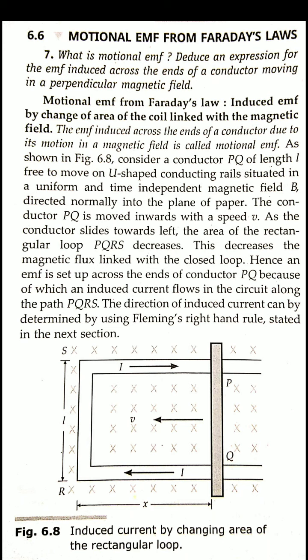The direction of induced EMF can be determined by using Fleming's right hand rule, and we also know what Fleming's right hand rule is. In class 10 we studied these things. So I hope it is clear now that EMF is induced by the changing area of the coil linked with the magnetic field, and this EMF is induced because the conductor is in motion inside the uniform magnetic field. That's why this is called motional EMF.